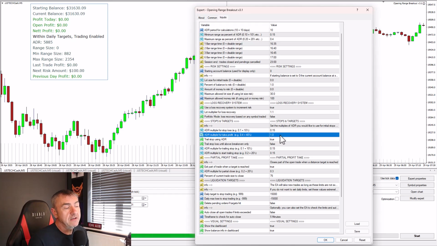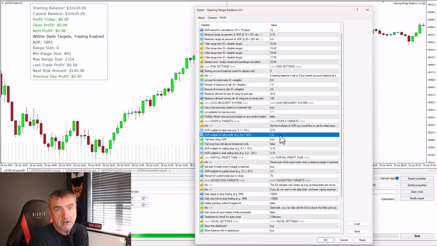So your take profit, again, works the same way. If you set that to, as I have it, 1, it means it places it 1 ADR away. So on those big days where we get those big runners, which move the average daily range of the instrument, we will hit that target.